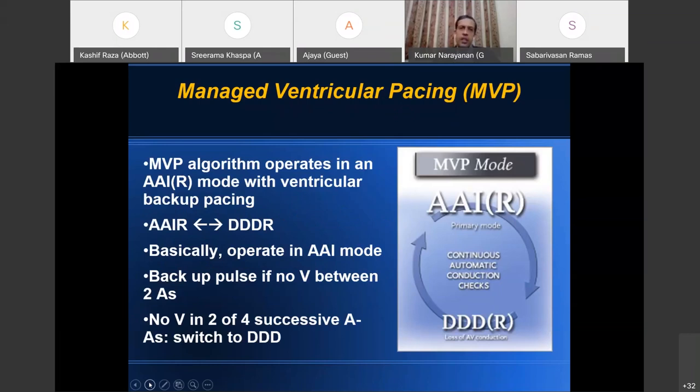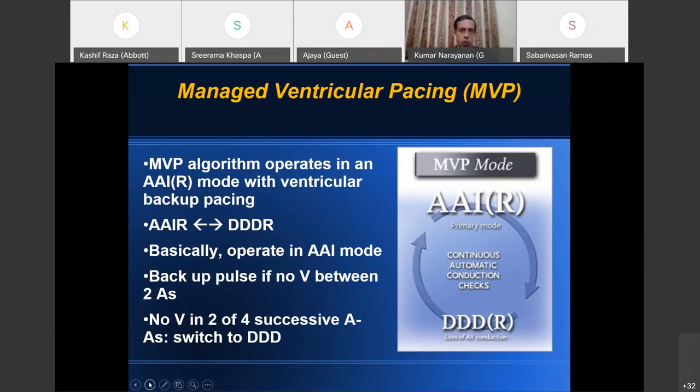Now, another kind of variation of this, but a little different way of doing this, is MVP, or managed ventricular pacing. Now, what this does is a little different. Here, this algorithm, which is basically present in a dual chamber pacemaker, switches the mode of pacing between AAI and DDD. So what does AAI do? It behaves like a single chamber atrial pacemaker, even though there is a ventricular lead. So it's just going to pace the atrium and then allow the atrial pacing to conduct to the ventricle if intrinsic conduction is there.